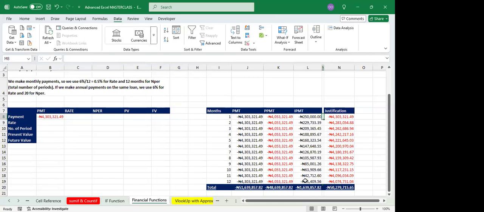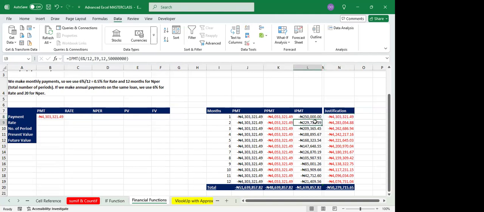Any question? Anybody has a question? Yes, I think the reason why that justification is not the same thing as that PMT is because the interest rate on the payment is reducing as the months come down. Yes, so that's the reason actually.